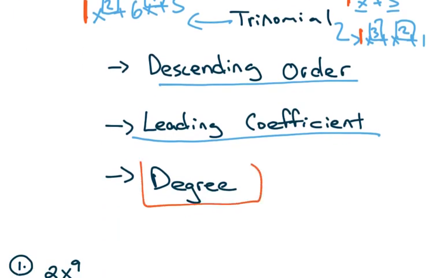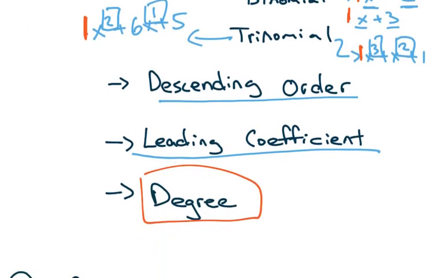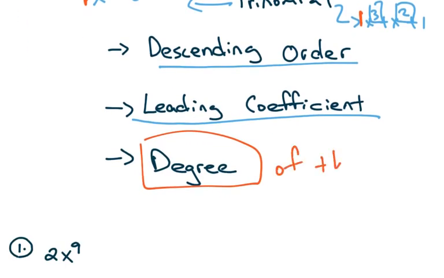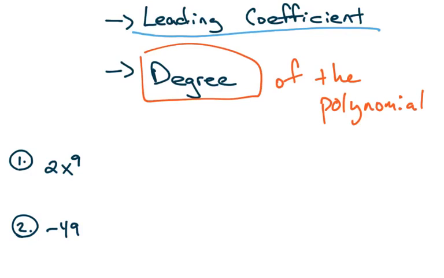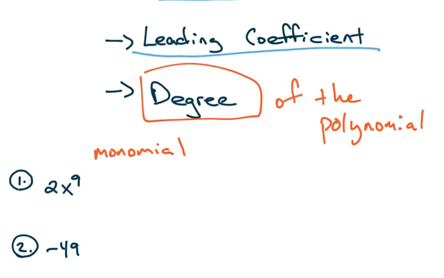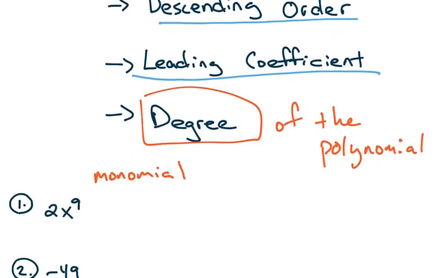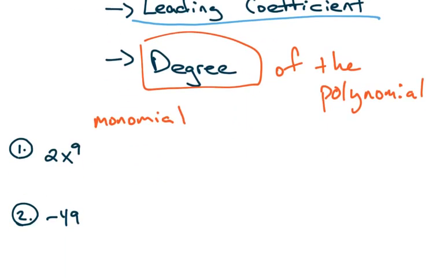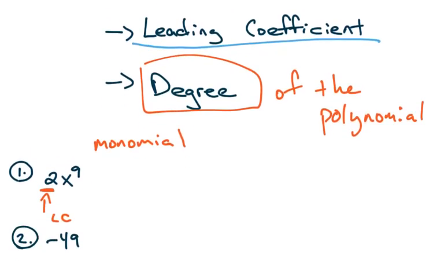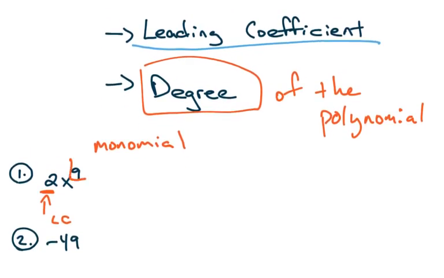And we're going to write the degree of the polynomial. The degree of the polynomial would be the highest exponent. So if we look at the first one, we know that this is a monomial because it's only one term. It's already written in descending order because it only has one term. The leading coefficient would be the number in front, which is 2. It's the only coefficient. And the degree, because there's only one exponent, is 9.